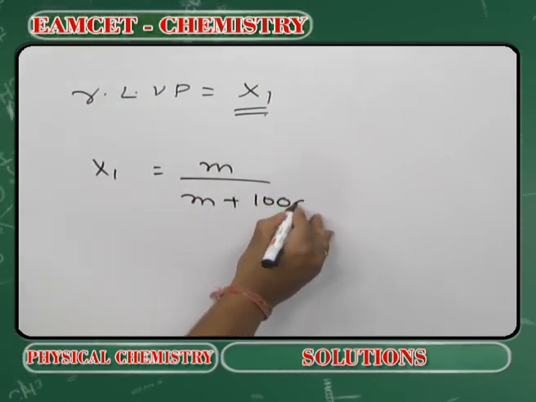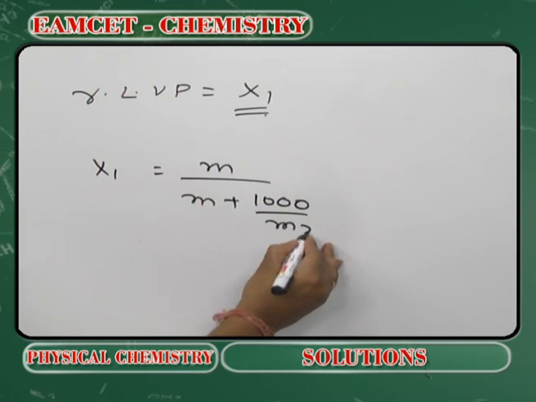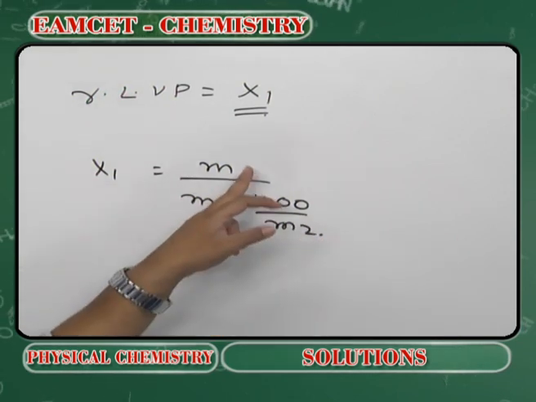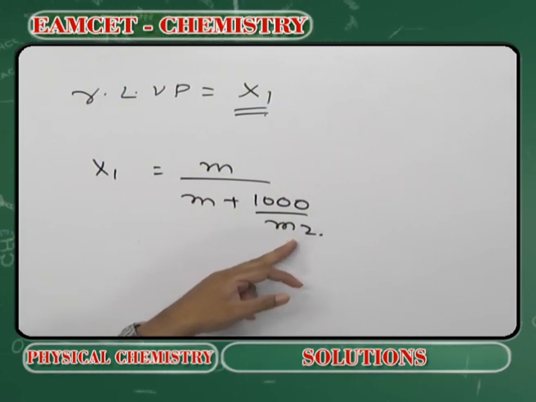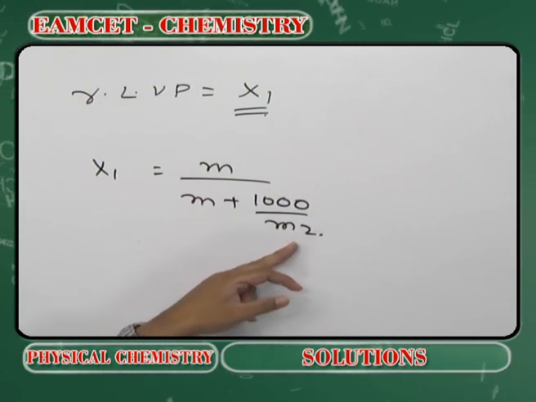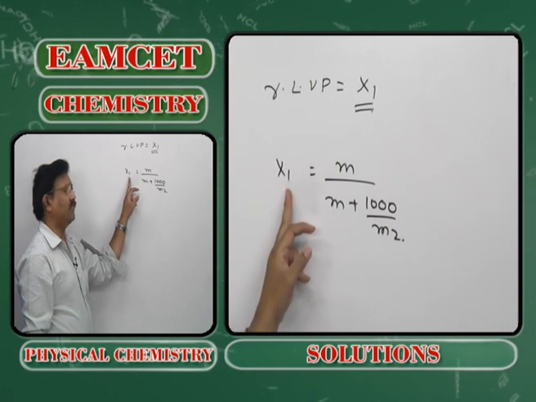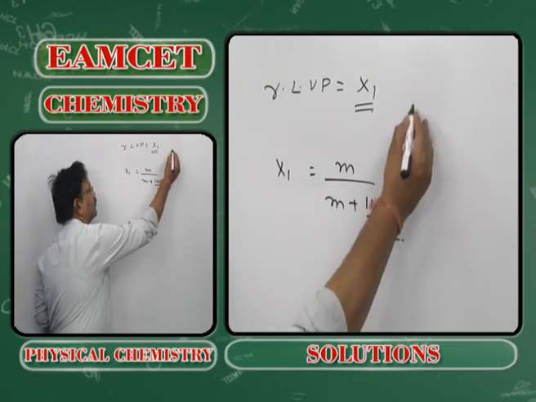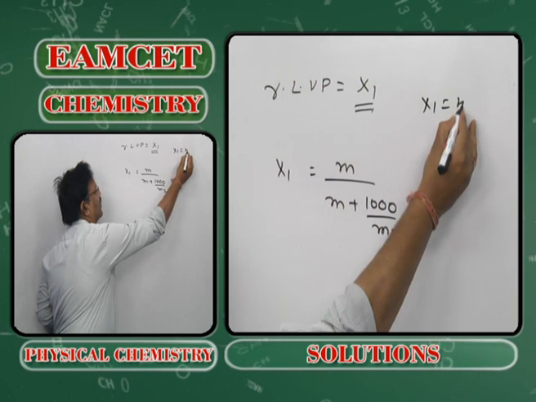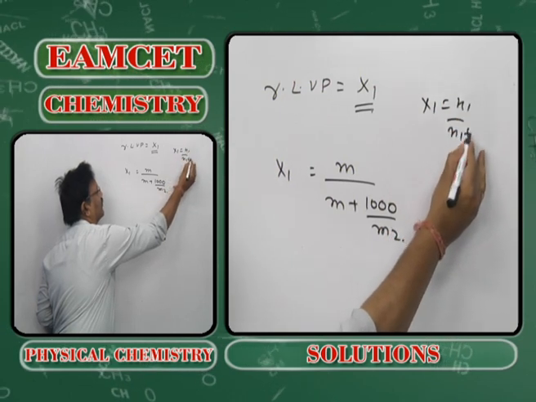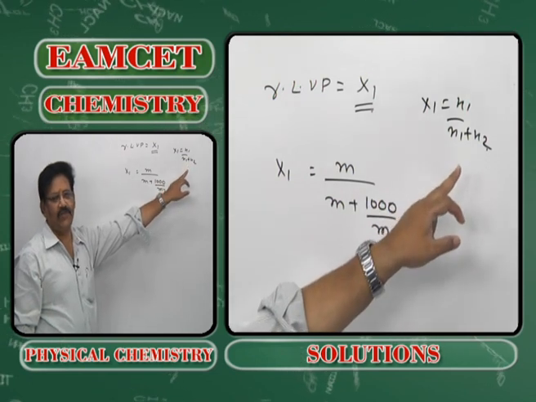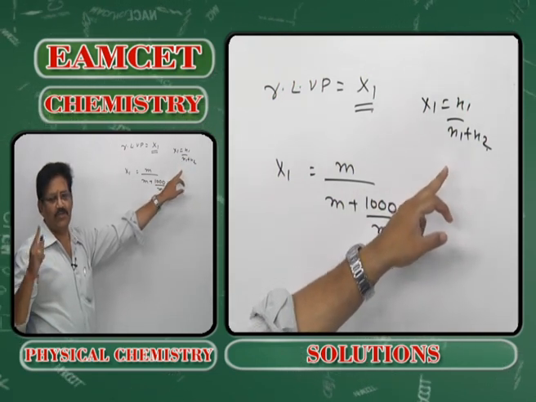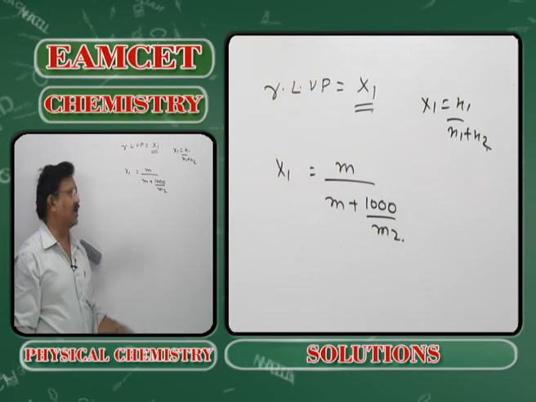What does m stand for? Molality of the solution. What does M2 stand for? Molecular weight of the solvent. What is x1? x1 is equal to n1 by (n1 plus n2). When molality is given, what is the definition of molality? The number of moles of the solute in 1 kg of the solvent.